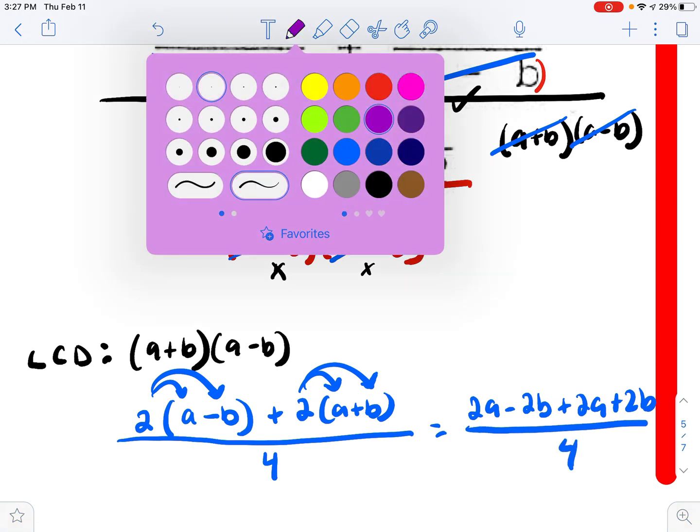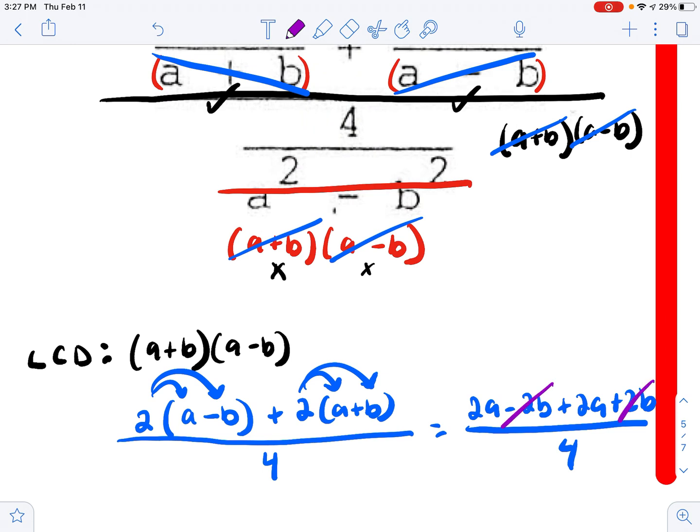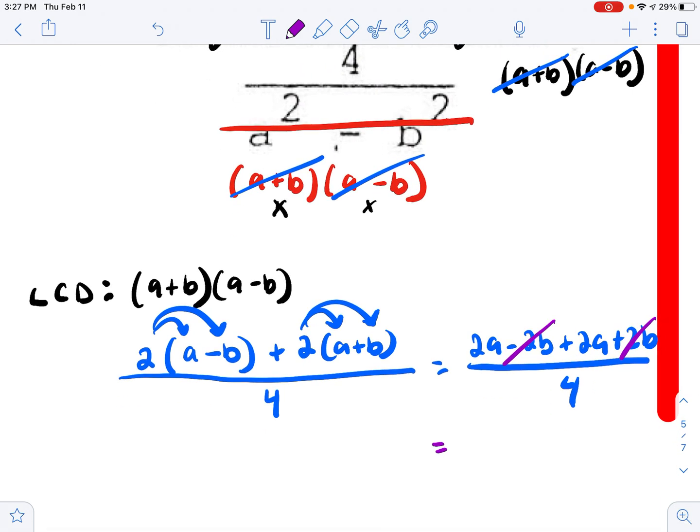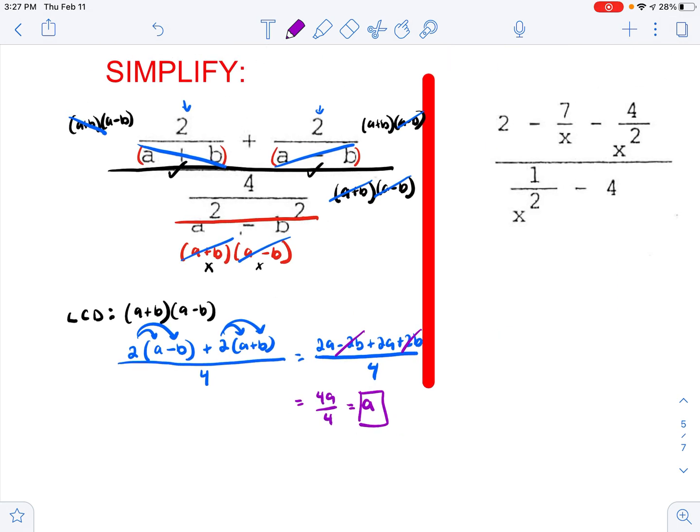The minus 2b and the plus 2b will cancel, and the 2a's will get 4a, and lucky for us, that cancels out to just an a.